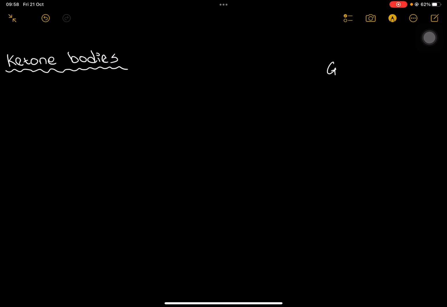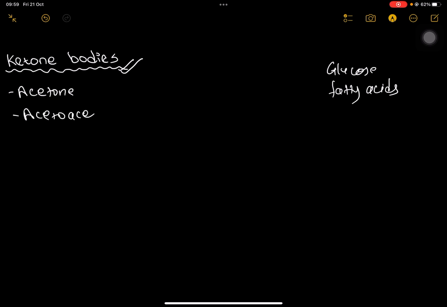So we all know that glucose and fatty acids serve as the fuel energy for our body. But apart from these two components, there are ketone bodies, which also serve as fuel energy for our body. There are three kinds of ketone bodies. One is acetone, another is acetoacetate, and the third one is beta hydroxybutyrate.